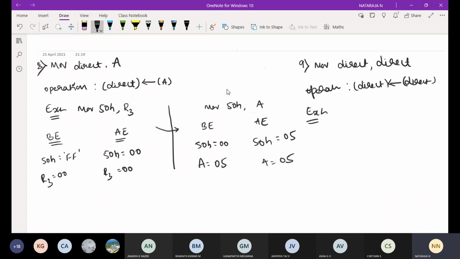Light off. What is the example? Can anyone tell me? Move 20H, 30H. Yes.